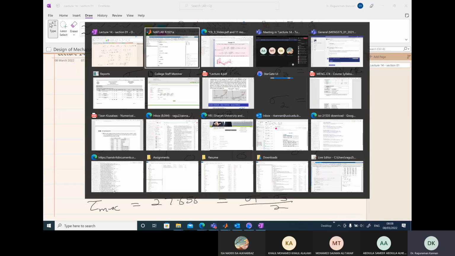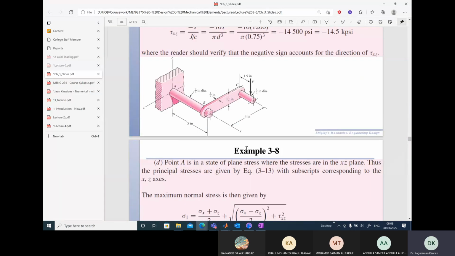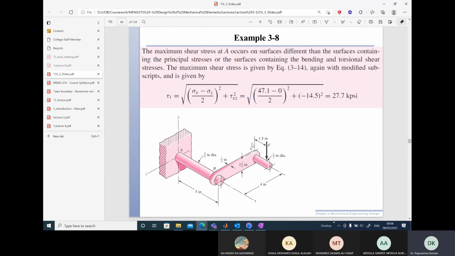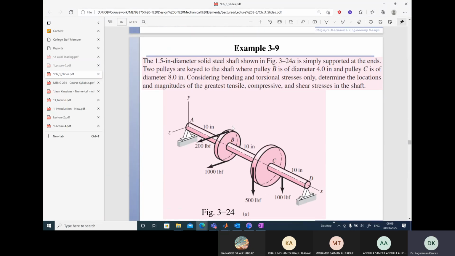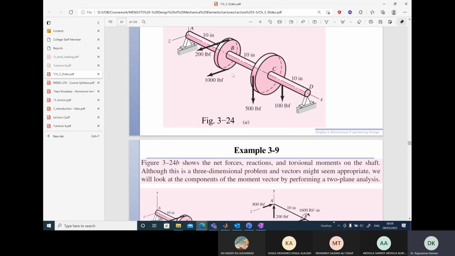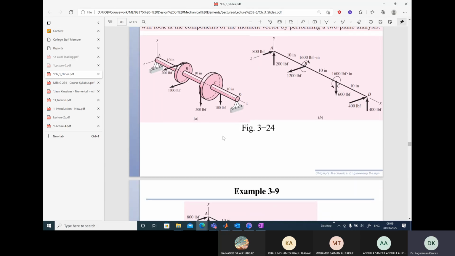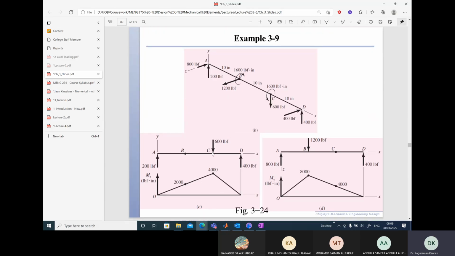Okay, so we are done with that problem now. Let's move on. This is another problem we have already solved. I'm not going to solve it. So I'm going to skip this.